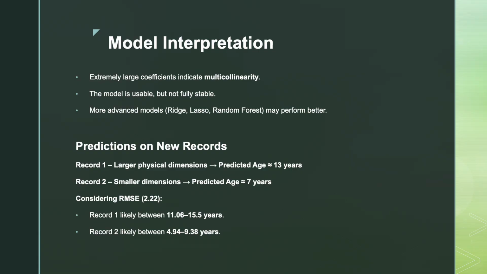Further, this model was validated on two hypothetical records. One record of a larger abalone predicted age to be around 13 years, and second record corresponding to smaller dimensions predicted the age to be 7 years. Considering RMSE, these predictions fall within reasonable intervals and illustrated the model's practical utility.